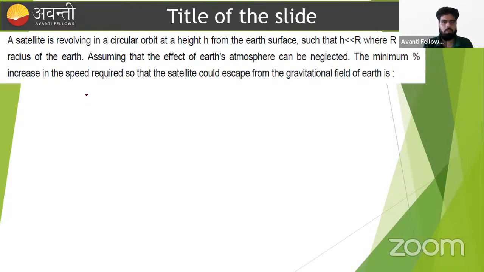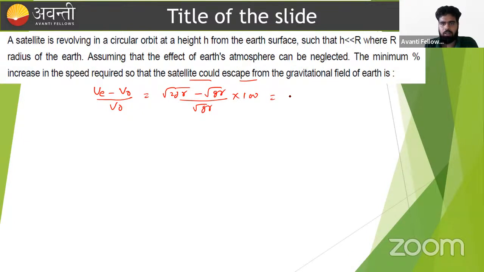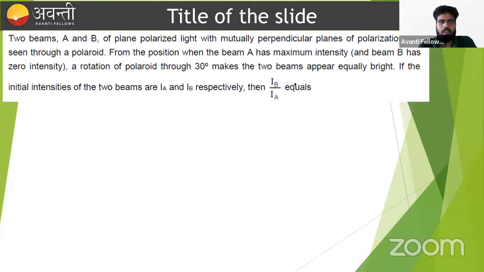This is again a very good problem: what is the percentage change from orbital velocity to escape velocity. So here we have to find escape velocity minus orbital velocity divided over orbital velocity. We know that escape velocity is under root 2gr, orbital velocity is under root gr, and that will become under root gr into 100. If we solve this, the value will equal 41.4. What is the answer? 41.4.